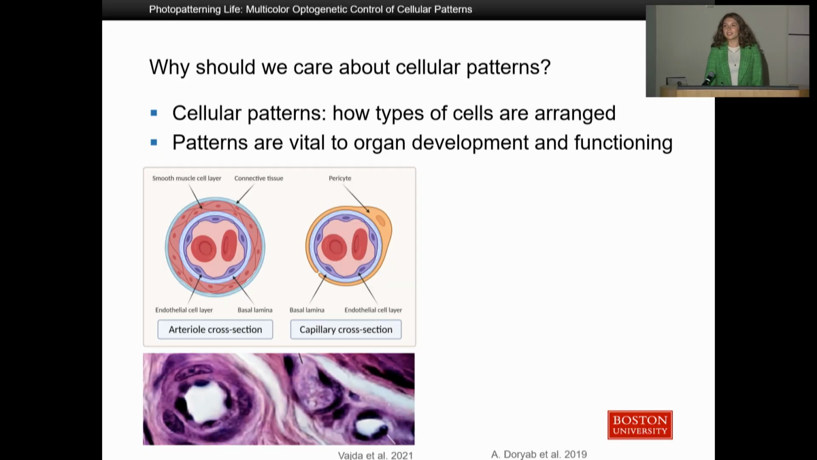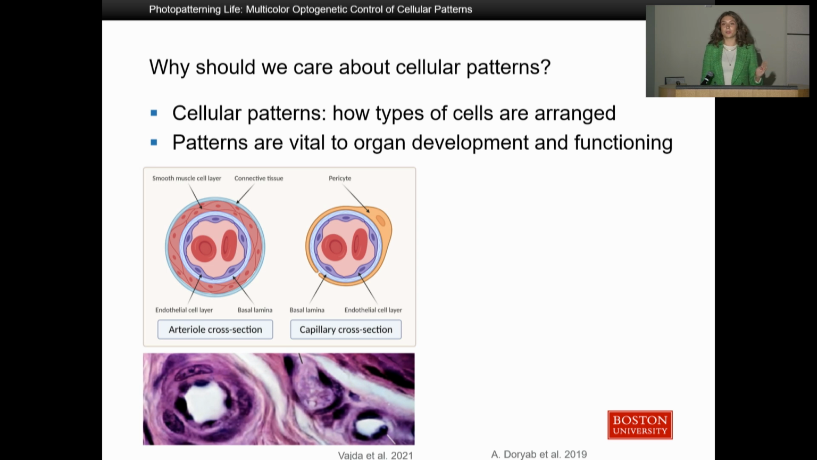So why do we care about cellular patterns in the first place? First, when I talk about cellular patterns, I'm referring to the shapes and arrangements of cells that really ensure their development and function. So if we look at an artery or a capillary, for example, you can see rings of different types of cells that allow them to function the way they do. Even comparing these two that have pretty similar ring shapes, you can see differences in cell types, differences in thicknesses that make them more suited to pump blood quickly or exchange nutrients.